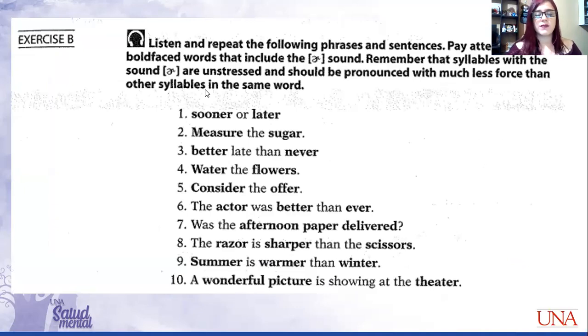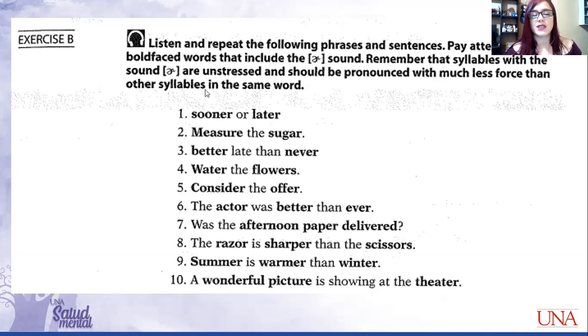Okay, now we have some phrases also like in the other vowel sound, and you're gonna listen to the phrases and try to repeat after me. Number 1, sooner or later. Number 2, measure the sugar. 3, better late than never. That is true. Number 4, water the flowers. Number 5, consider the offer. 6, the actor was better than ever.